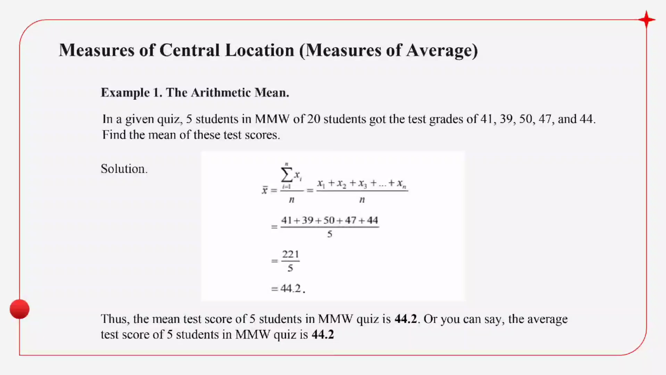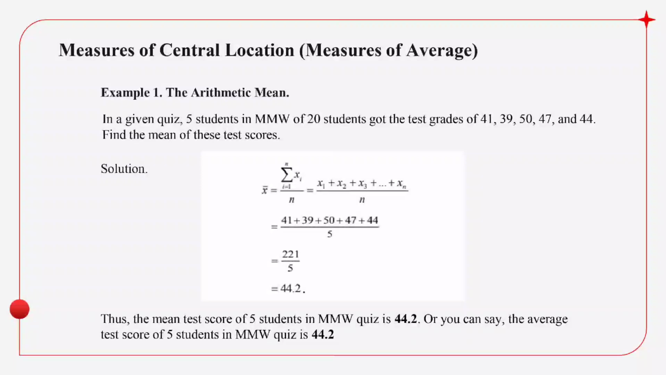Therefore, to calculate the mean for the 5 students, we add up their scores. So 41 plus 39 plus 50 plus 47 plus 44 is equal to 221. Then we divide the sum by the number of students, 5. So 221 divided by 5 is equal to 44.2.